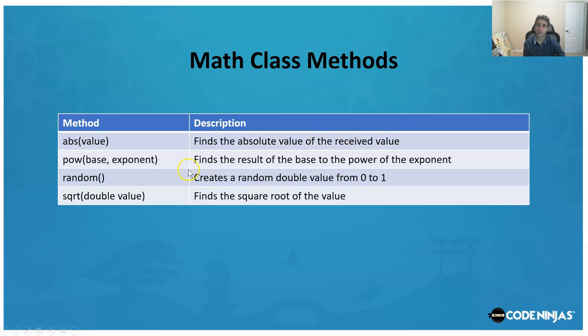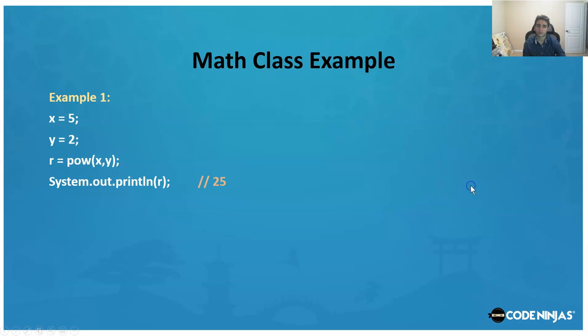Math class methods. ABS with a value finds the absolute value of the received value. POW with a base and an exponent finds the result of the base raised to the power of the exponent. Random creates a random double value from 0 to 1. SQRT value finds the square root of the value. Math class example. X equals 5, y equals 2. R equals power 5 raised to 2, which is 5 squared, which is 25.